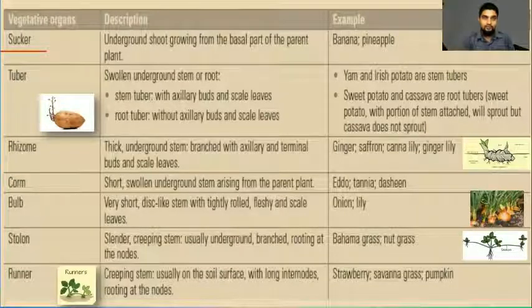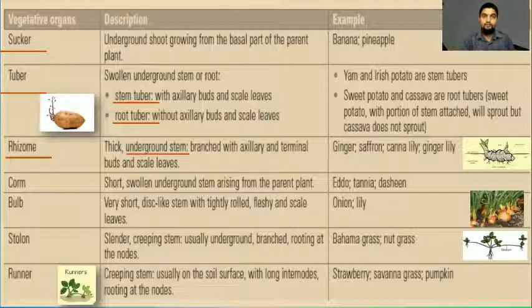Then we have tubers. We have two types of tuber: a stem tuber and a root tuber. Examples of stem tuber will be yam and Irish potato. An example of root tuber will be the sweet potato and cassava. Next we have rhizome. Rhizomes are thick underground stems. A very good example of rhizome would be ginger. Some other examples are listed here.